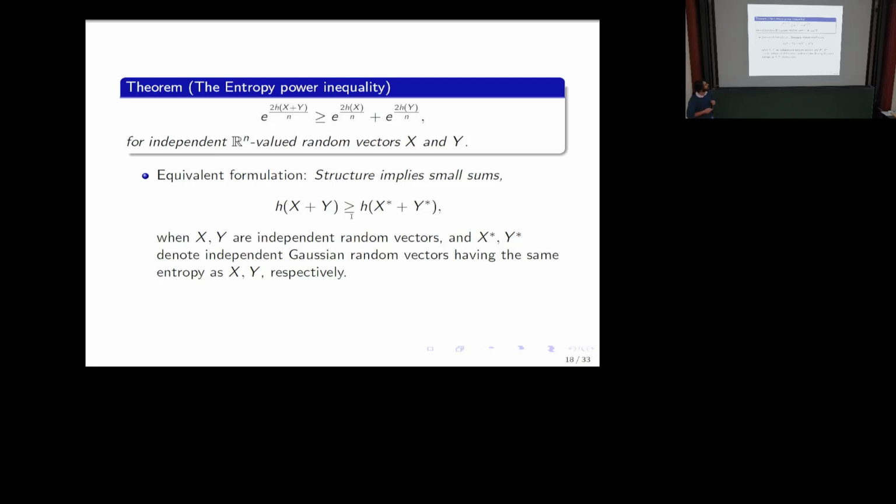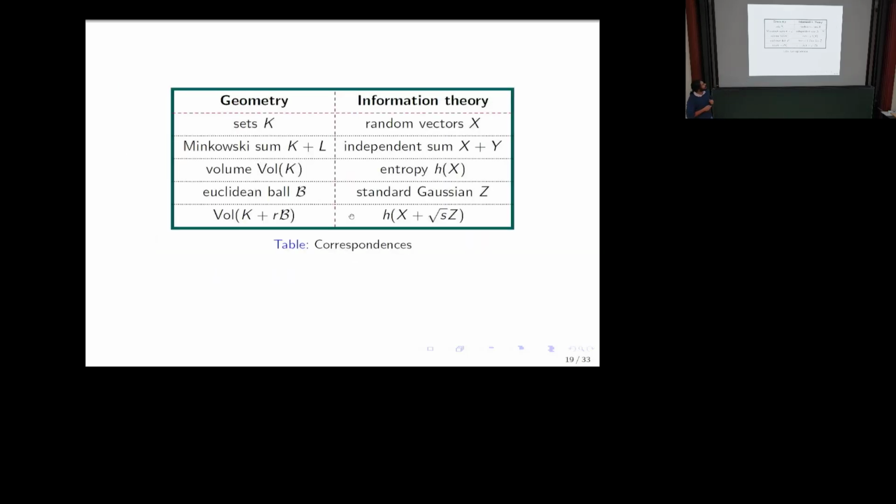So this is the picture. In geometry, I have sets. In information theory, I have random vectors. In geometry, I have Minkowski's sum. This is paralleled by independent sums of random vectors. There is volume, and there is log volume, which I just wrote down as entropy. And the Euclidean ball becomes the standard Gaussian in this analogy.